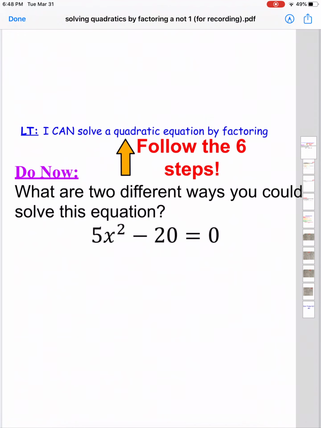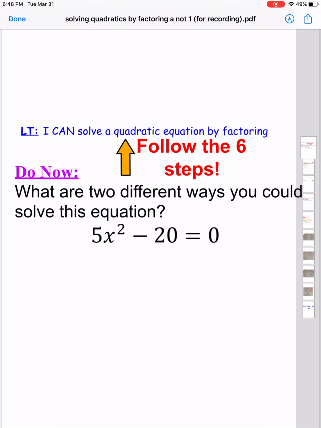Okay, so we're going to continue our work with solving quadratic equations. In the last lesson, we started learning about the second method of solving, which is solving by factoring. You'll notice that the learning target for this lesson is the exact same. We're still going to be solving by factoring. It's just going to be a different method of factoring.